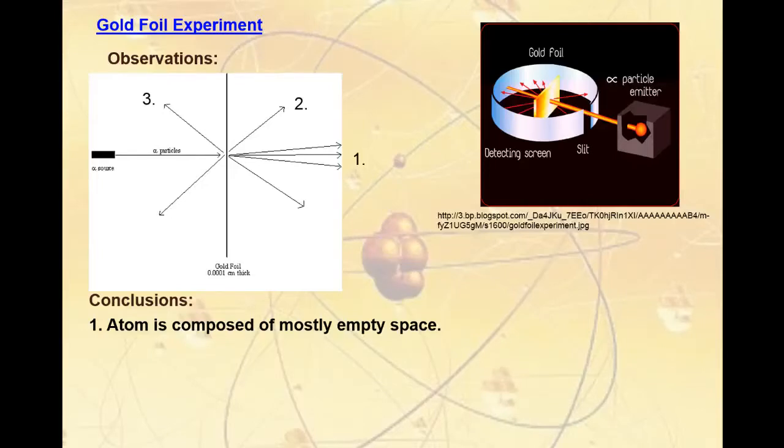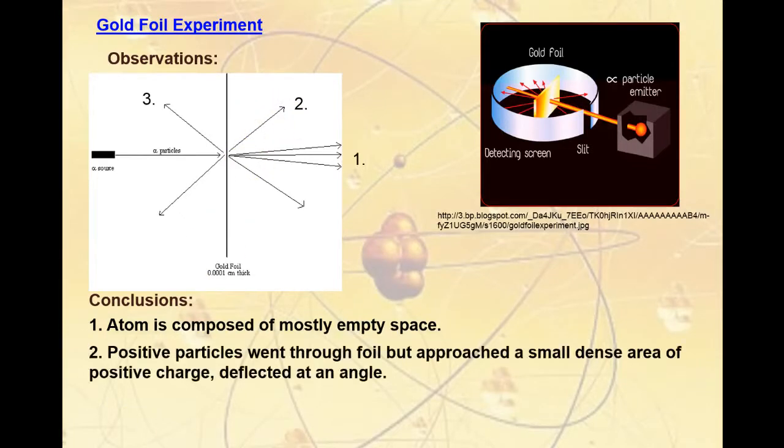Most of the particles went through because they traveled through that empty space. The second observation that we see right here is that the positive particles went through the gold foil, but they approached a very small, dense area of positive charge. And what we know about like charges? They're going to repel. So as it approached that dense area of positive charge, it was deflected away from that positive charge. So it went through, but at an angle.